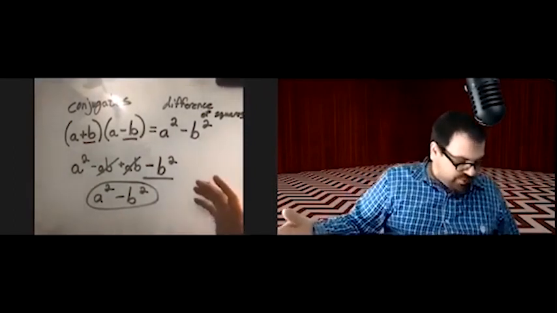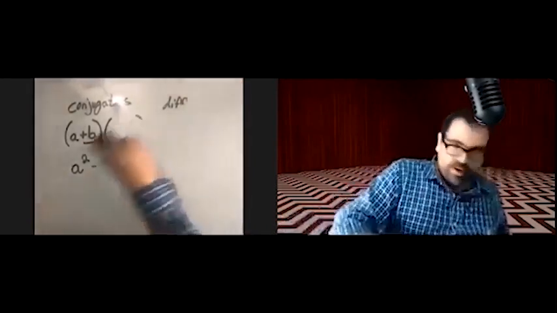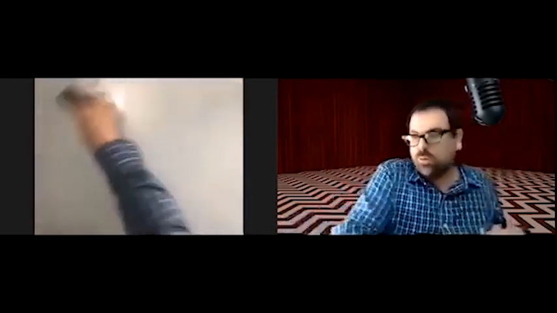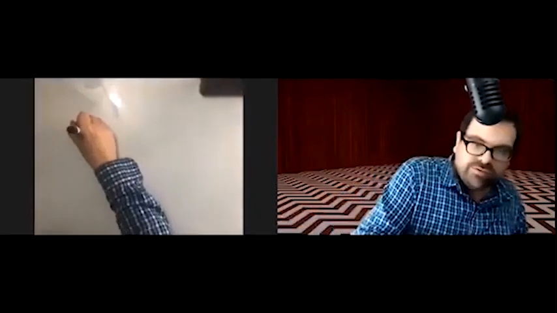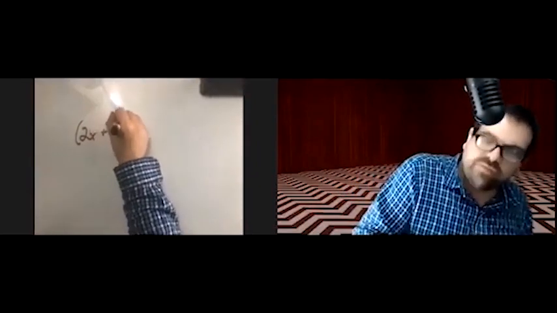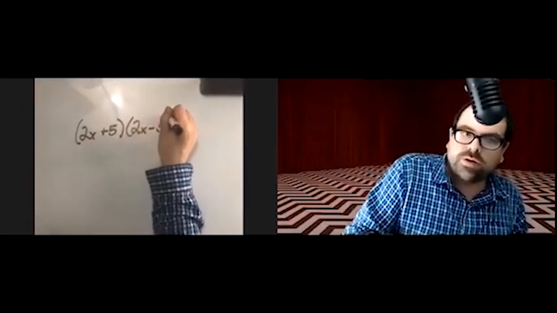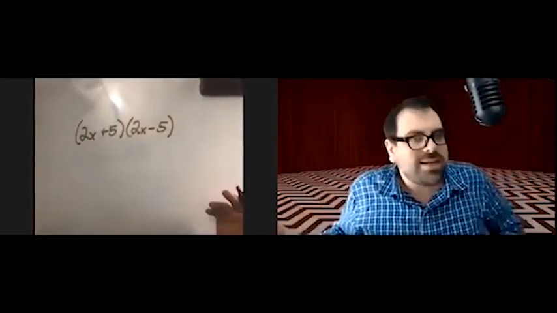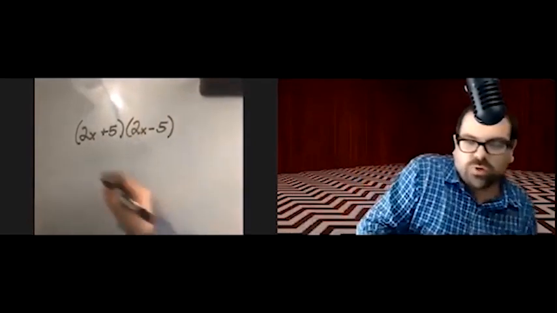So how could we use something like this? Well, we could use it to skip the work. If we have 2x plus 5 times 2x minus 5, we could go the long way.